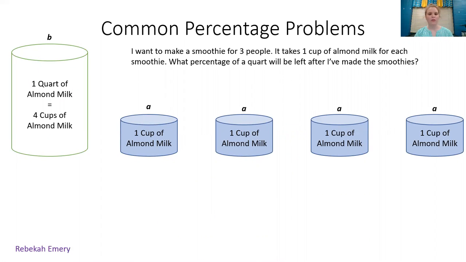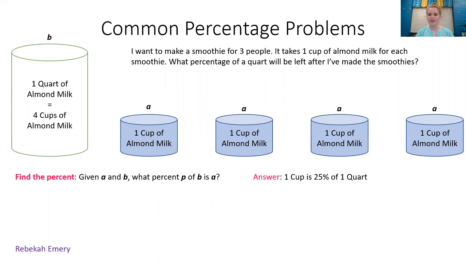Before we solve that problem, let's look at our variables and what they represent. On the left, we have the B variable, which represents 1 quart of almond milk, which is the equivalent of 4 cups of almond milk, and our A variable, which represents 1 cup of almond milk. Now, to find the percent, our question is, given A and B, what percent P of B is A? Our answer would be 1 cup is 25% of 1 quart.